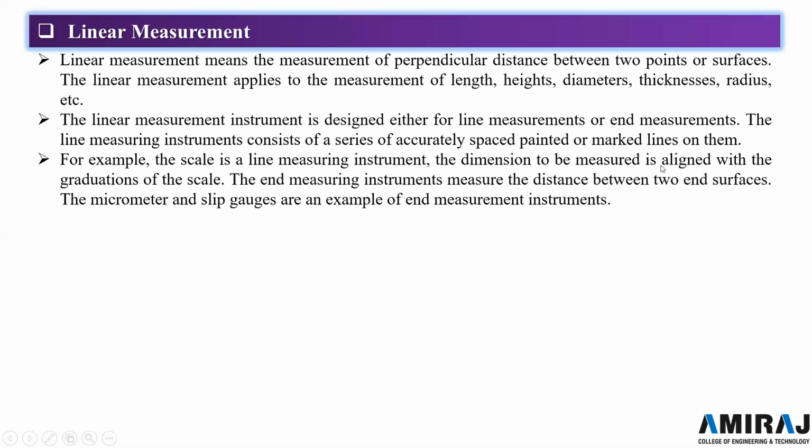The dimension measured is aligned with the graduations of the scale, and end measurement measures the distance between two flat surfaces. Micrometer and slip gauges are examples of end measuring instruments.